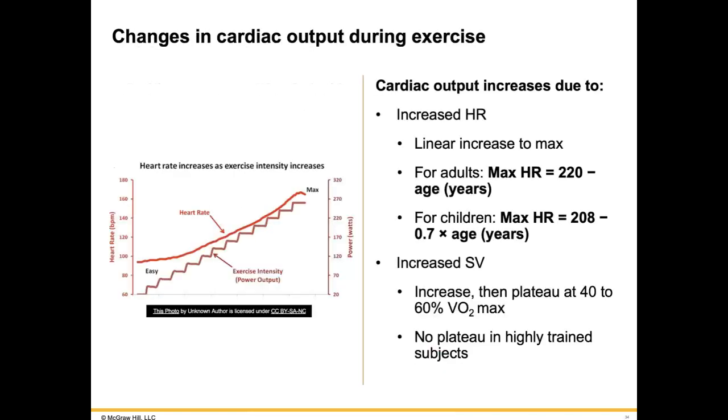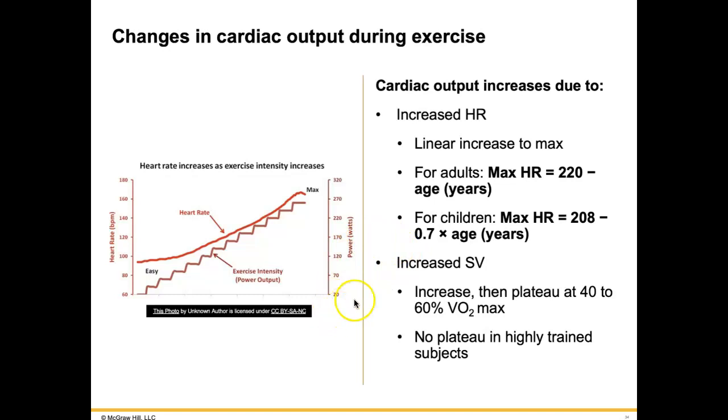So how can we increase cardiac output? It is going to increase just by our heart rate increasing as we're exercising. And this is linear to our max heart rate. So we can see that linearly changing as our heart rate increases up to our max heart rate. Now we can easily calculate this using this formula here. For adults, max heart rate is going to be 220 minus whatever the age is in years. And for children, max heart rate is 208 minus 0.7 multiplied by their age in years.